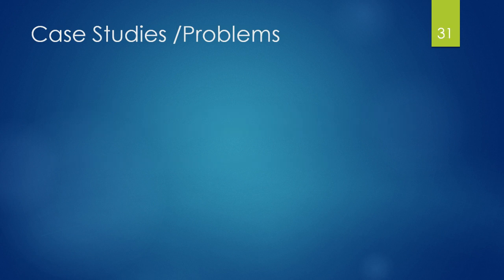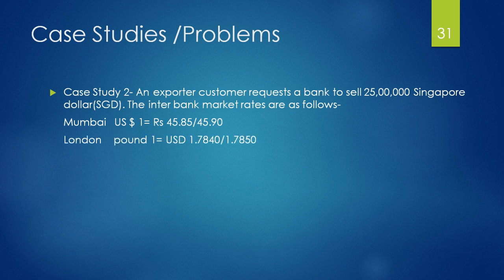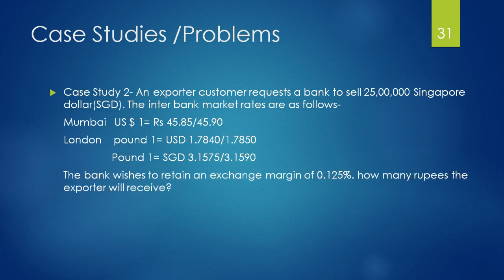Let's solve another case study which goes like this. An exporter customer requests a bank to sell 25 lakh Singapore dollars. The interbank market rates are: in Mumbai, 1 US dollar equals rupees 45.85 / 45.90. And in London, 1 pound equals US dollar 1.7840 / 1.7850. Also, 1 pound equals Singapore dollar 3.1575 / 3.1590. Now the bank wishes to retain an exchange margin of 0.125%. How many rupees will the customer receive?